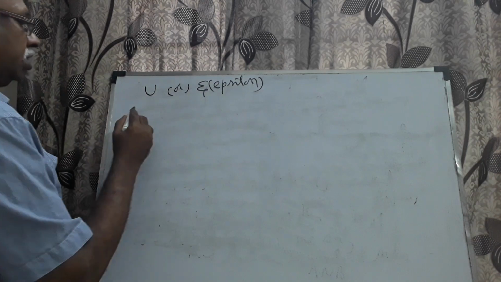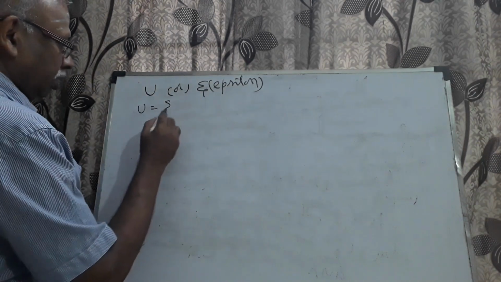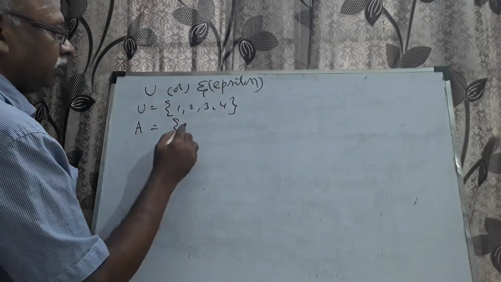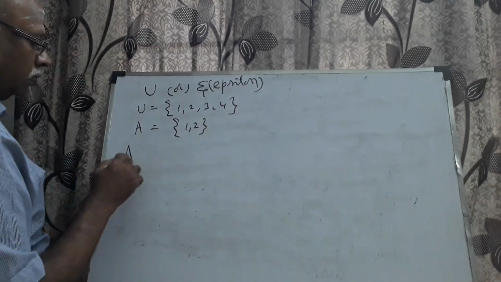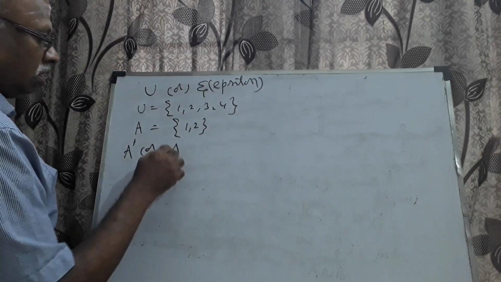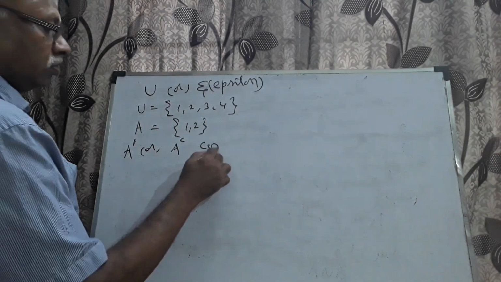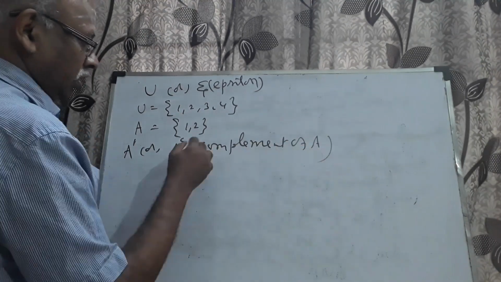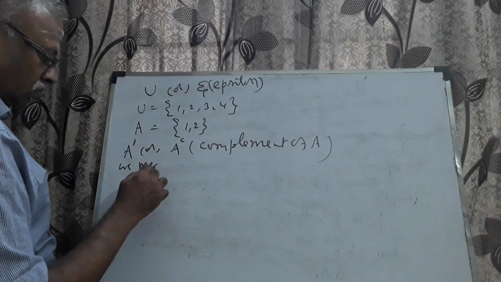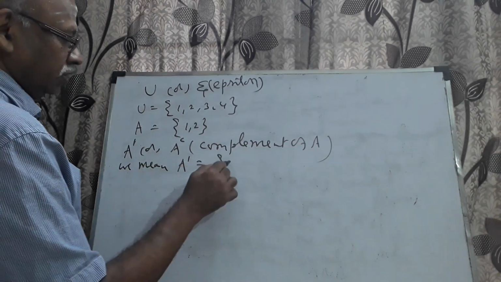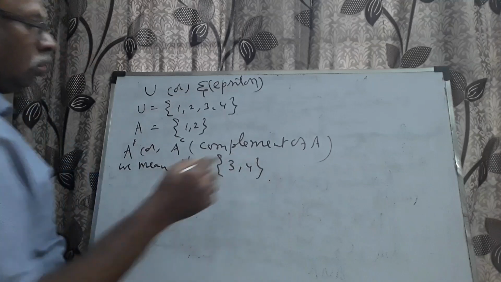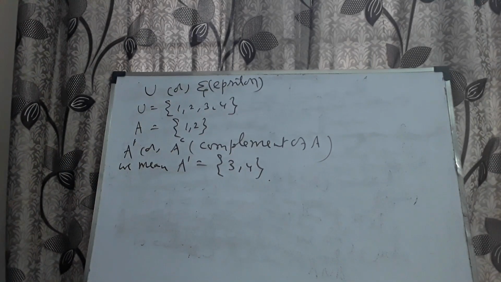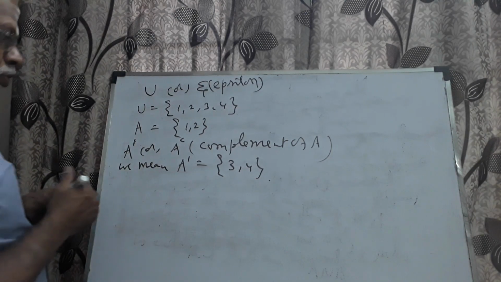If I am given U, let us say {1, 2, 3, 4}, and A, a subset of it, let us say {1, 2}, then A dash, or A complement, we call it the complement. The complement of A, A dash, is equal to {3, 4}. All the elements in U other than the elements of A is called its complement. So A dash has elements 3, 4.